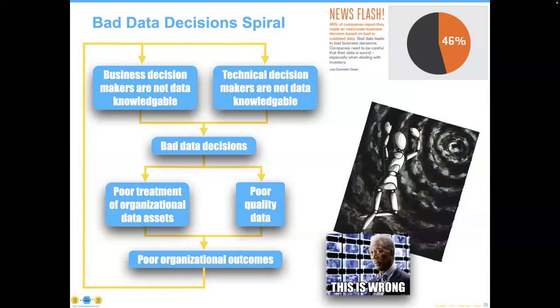So getting attention at this level requires them to look at something like this and say, okay, we aren't making data decisions and the technical people aren't making them. So we're making some bad data decisions, which results in poor treatment of our data assets, as well as poor quality data and poor organizational outcomes. And if you go back to it, the root of all organizational problems is a data problem at some level. So you can reverse engineer that value chain all the way back to find out where we have to address it from a data perspective in order to make things change.